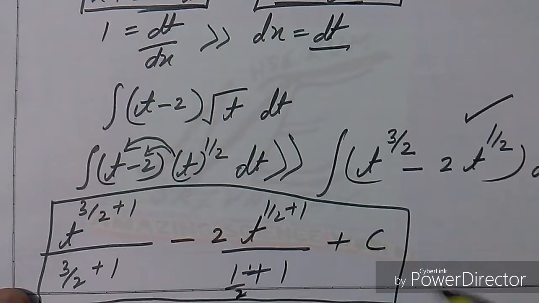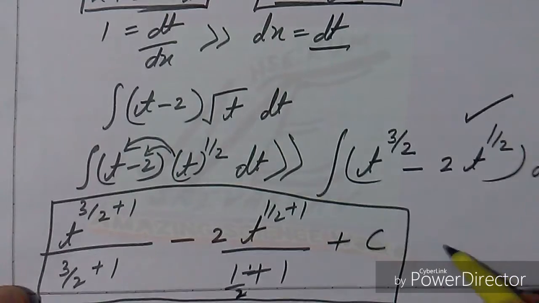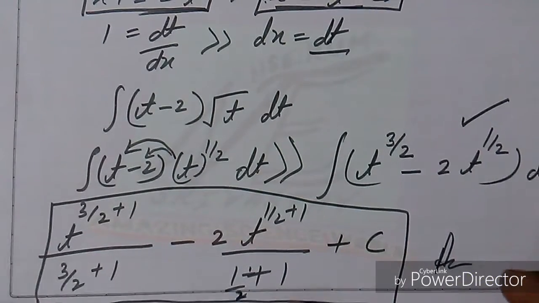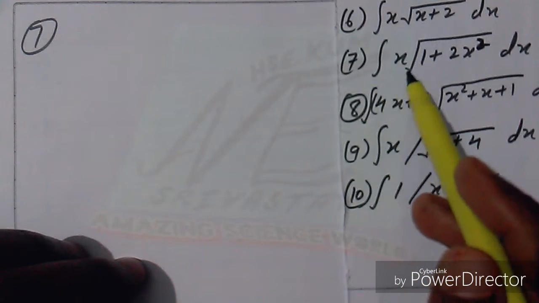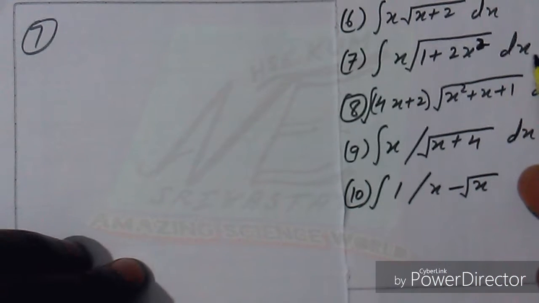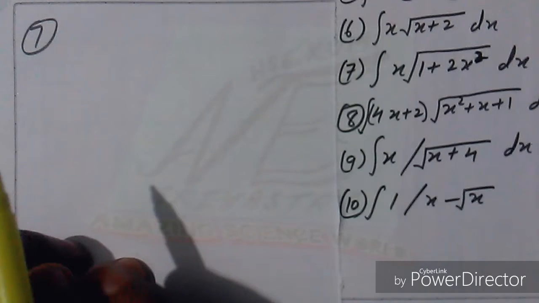Now we solve it and put the value of t. That is so much easy. Now we go for the 7th question. The 7th question is the integration of x under root 1 plus 2x square dx. That is the same as the equation of question 6. Now please try it at home. I am not doing this question.